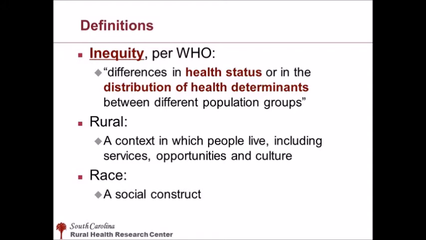When we talk about rural, I'm going to point out that we're talking not just about geography, but a context in which people live, which includes the services available to them, their opportunities for education and self-care, and the culture that surrounds them. And finally, I want to clarify that race, as we are talking about it, is a social construct. Race is something that we say distinguishes people, but which may have little or no biological basis.